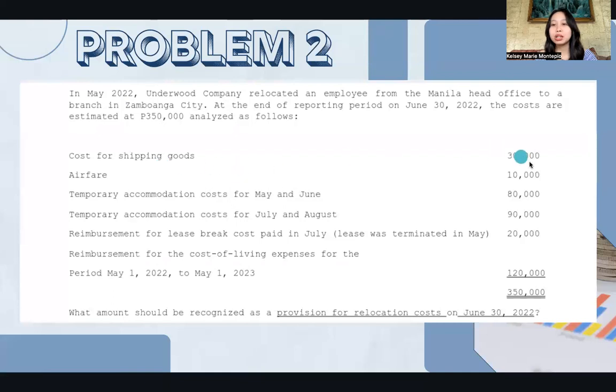Cost for shipping goods is 30,000, airfare is 10,000, temporary accommodation cost for May and June is 80,000, temporary accommodation cost for July and August is 90,000, reimbursement for lease break cost paid in July, lease was terminated in May, 20,000, reimbursement for the cost of living expenses for the period May 1, 2022 to May 1, 2023 amounting to 120,000, and has the equivalent of 350,000.